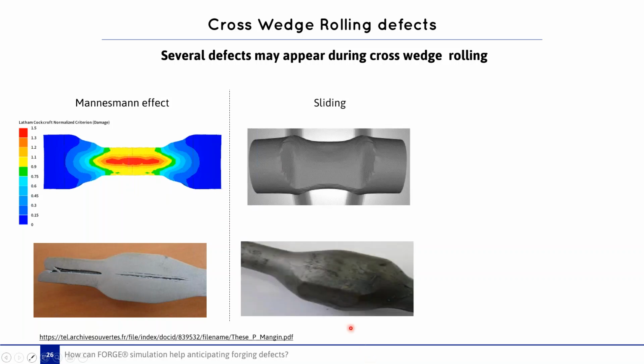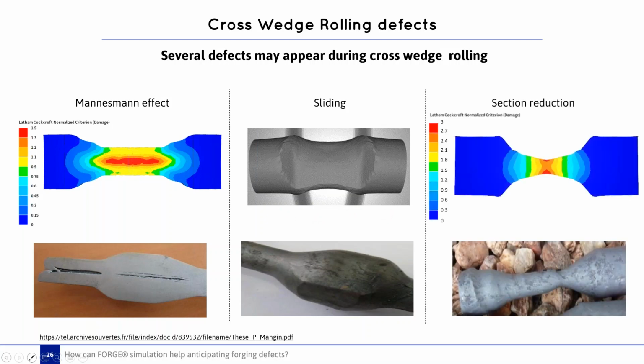In simulation 2, the cross-wedge rolling tool's parameters lead to the sliding defect. Here we analyze the form of the final part obtained by the numerical simulation, and we can see the sliding defect that is present on the final part.